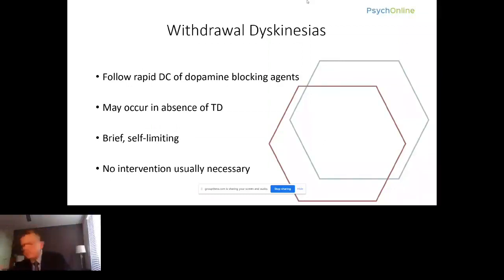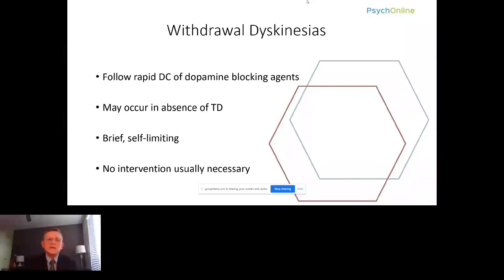Now we're going to move into movement disorders. And I want to begin with withdrawal dyskinesias. We all know about tardive dyskinesia, but there is a thing called withdrawal dyskinesia where the patient's not having a particular dyskinesia until you stop or rapidly withdraw the dopamine blocking agents. Again, it just occurs in the absence of tardive dyskinesia.